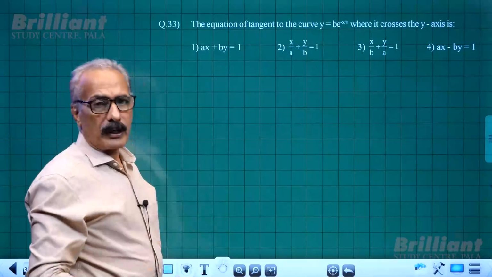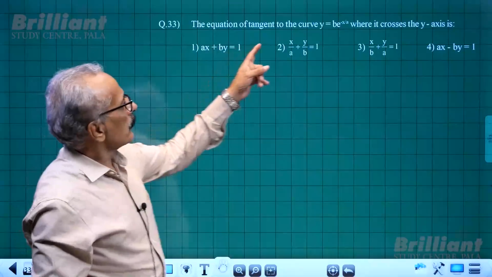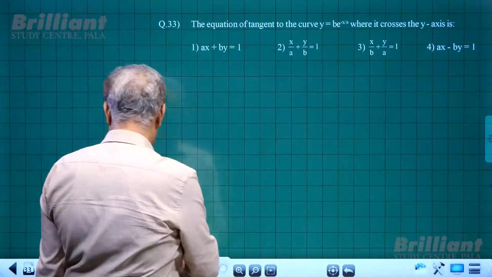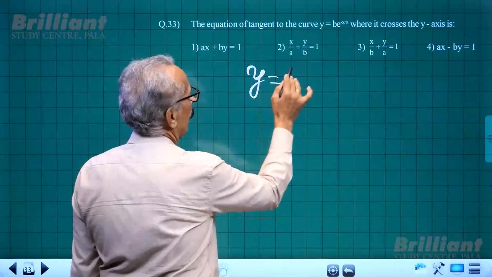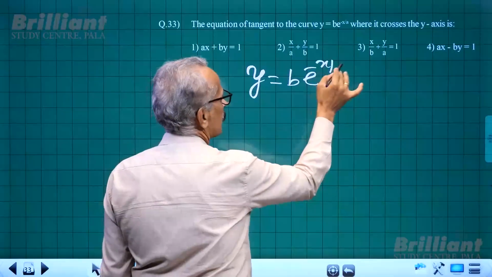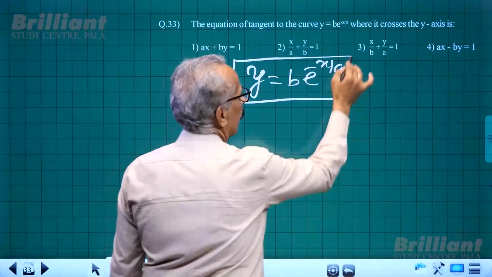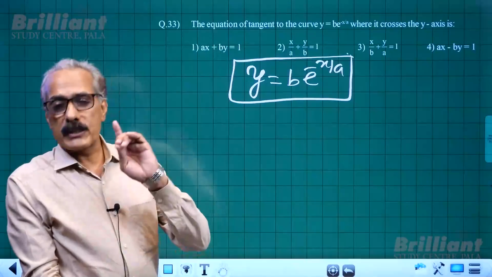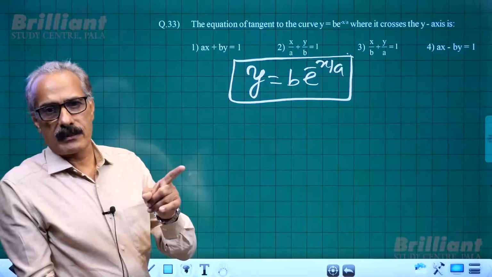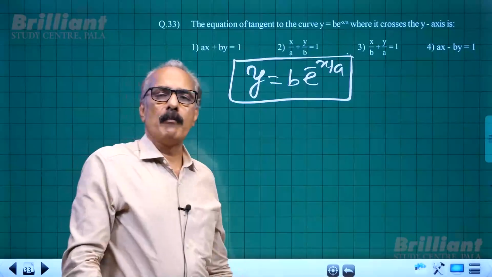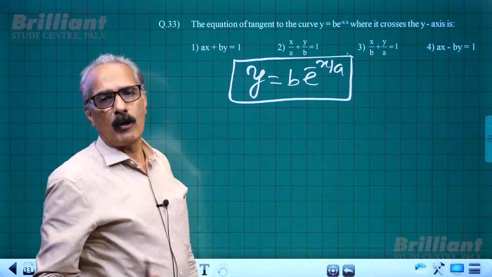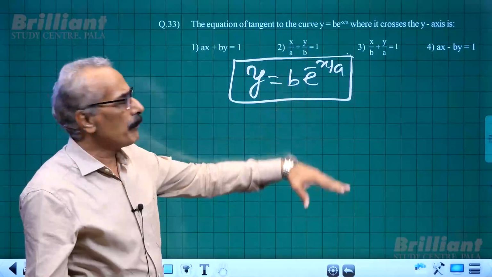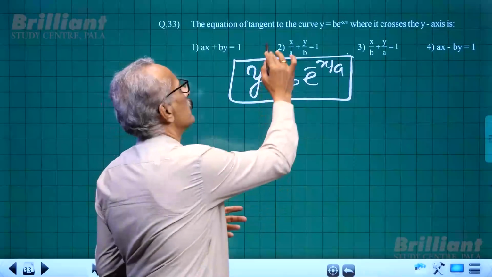This is a very important question. Keep in mind the equation of the tangent to the curve y is equal to b into e to the power minus x by a. Remember this curve, it crosses the y-axis. The equation of the tangent will be your intercept form of the straight line, x by a plus y by b equal to 1. So if you can keep it in your memory, it's fine. x by a plus y by b. This will be the answer.